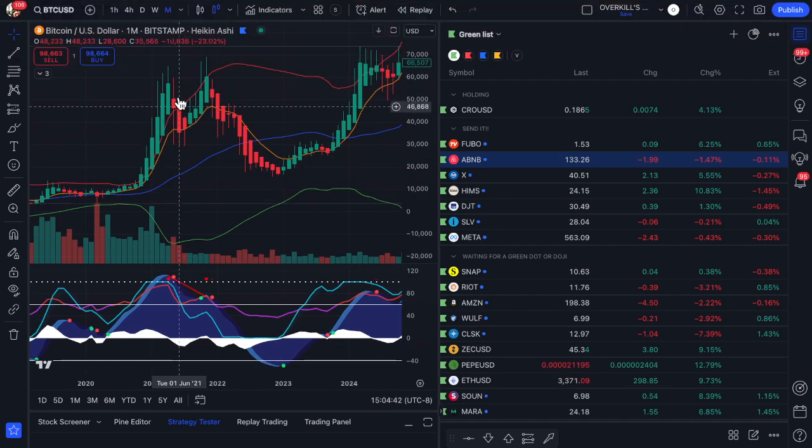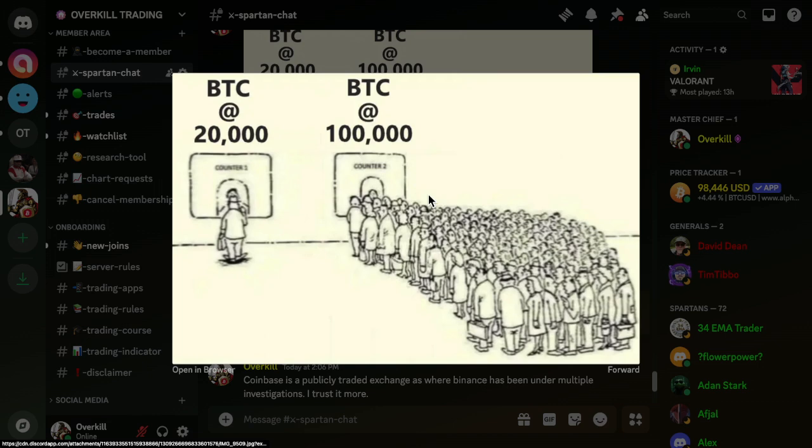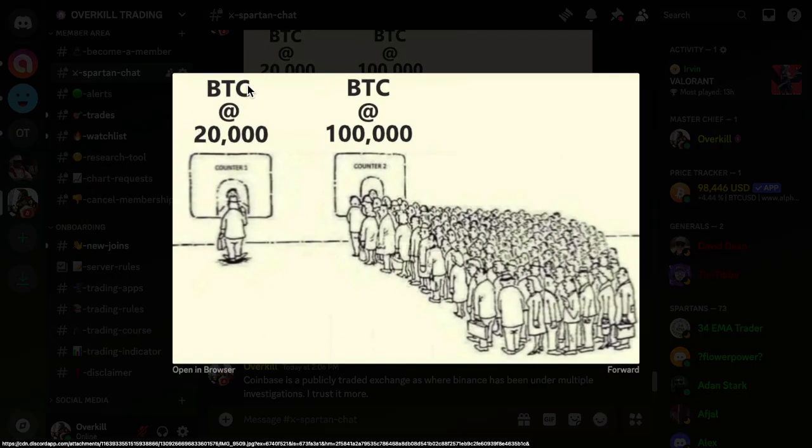So that is why we take into consideration first the monthly chart, because you can see right here, back in 2023, that was January 2023. This is a chart of Bitcoin. That green dot came right there at $17,000. This is what I just posted over here inside the Discord. I don't know if you guys saw this today, but Bitcoin at 20,000, nobody's talking about it. Bitcoin at 100,000, everybody is talking about it.